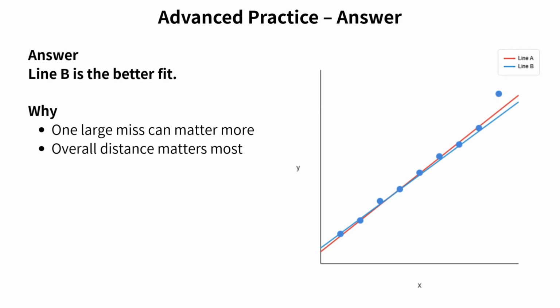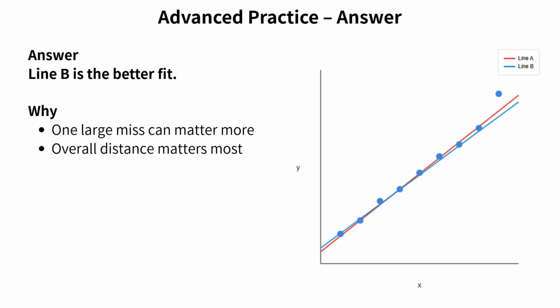Let's break this down carefully. At first glance, line A can feel very convincing. It moves closer to that distant point, and it looks like it's being more honest by trying to include everything. And that reaction makes sense. Ignoring a point can feel wrong. But the key question is not whether a line respects one specific point. The real question is how well the line represents all the data together.